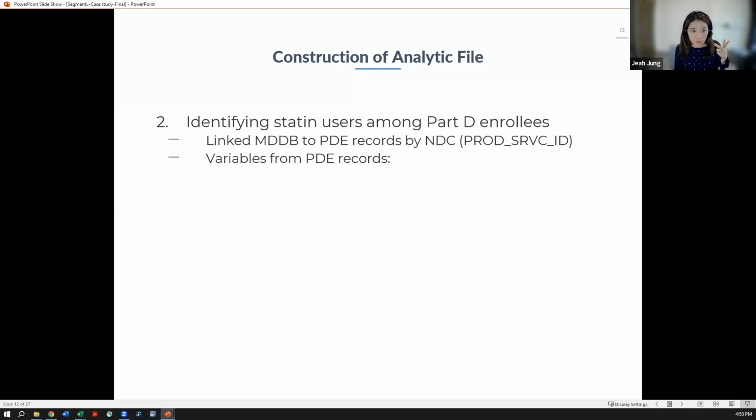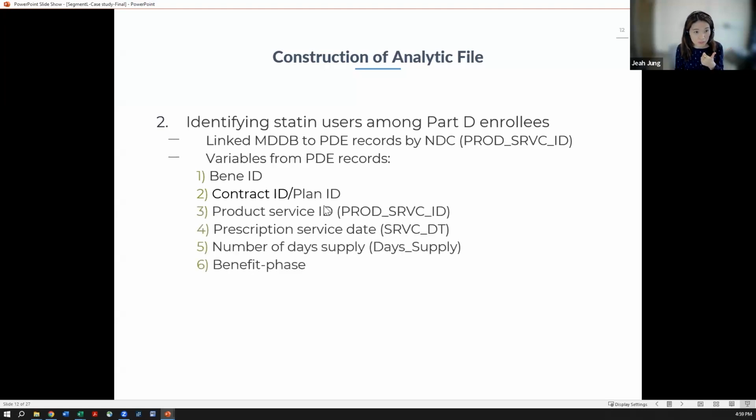Then of course, we do need the Benny ID always, and I'm always looking into the contract ID and plan ID. You really want to get this because we are comparing MAPD versus PDPs. So you want to get the plan characteristics information from the plan files. You need to link to the plan characteristics file by product service ID and service dates. And I also included the benefit phase as well. Thank you to those who answered in the chat box: events, dates, and so on.